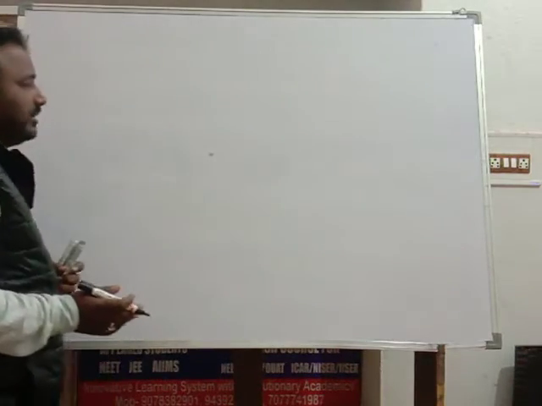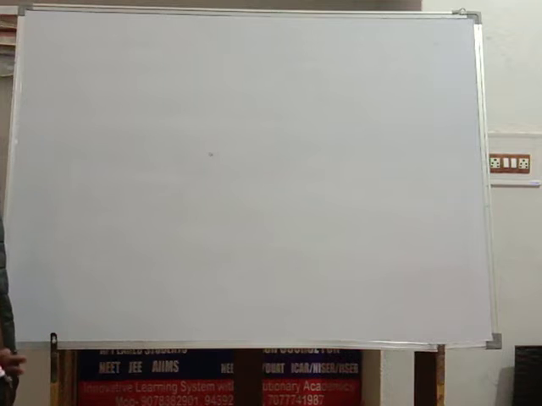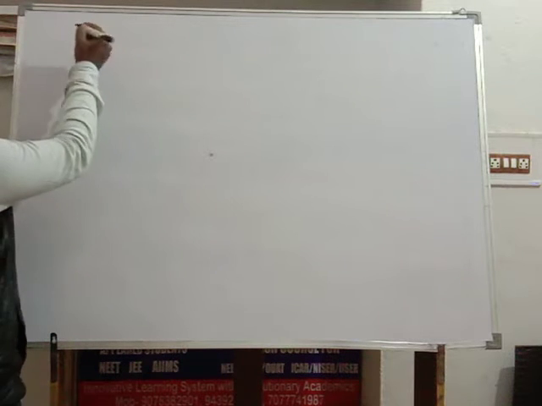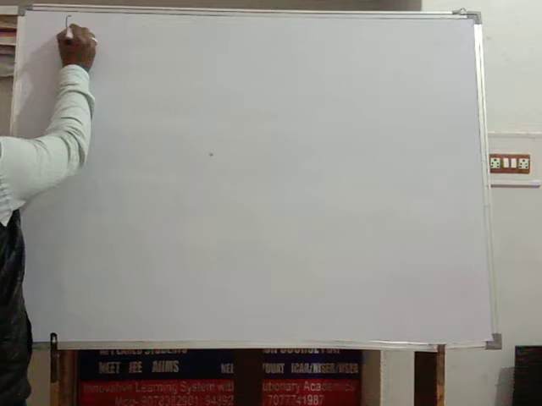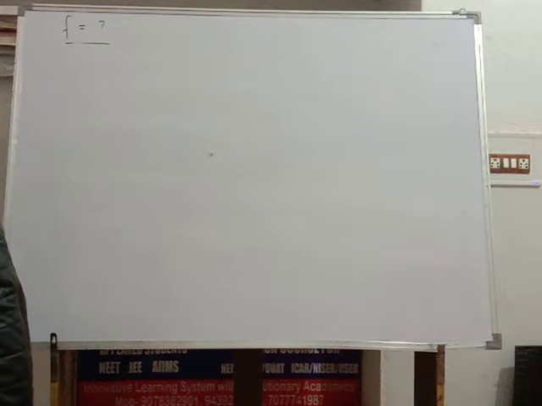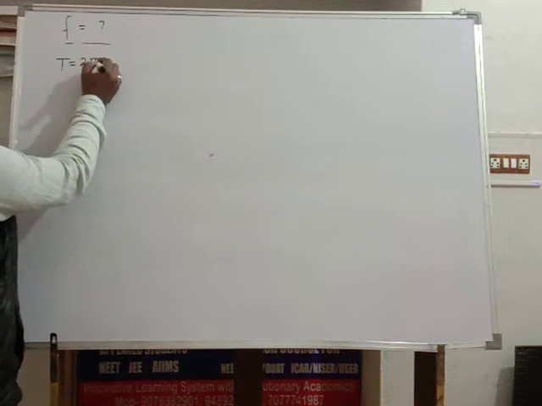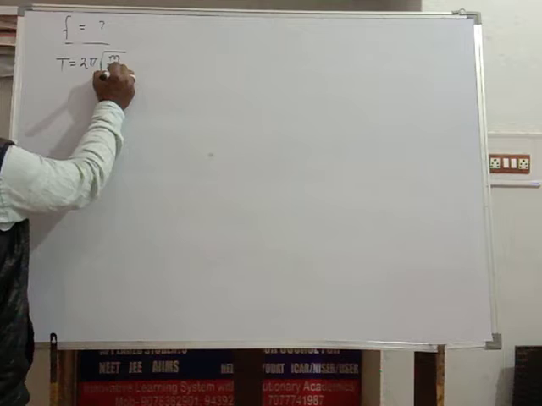This is a very important question based on the spring block system, asked by one of my students, where frequency is asked in the question. We know that the time period of the system T is equal to 2 pi root over m by k effective.